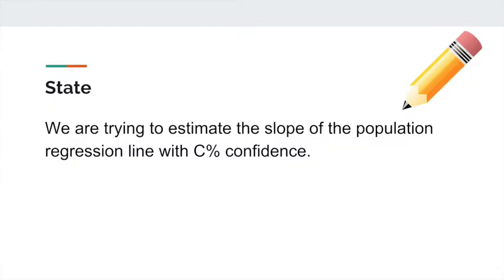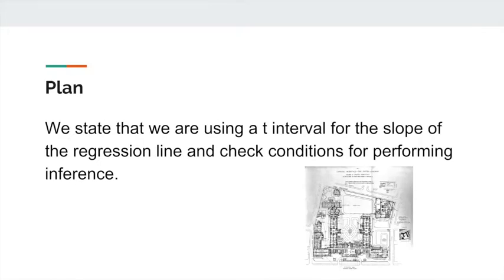For the state step, we state that we are trying to estimate the slope of the population regression line with C% confidence, where they give you the value of C. For the plan step, we state that we're using a t interval for the slope of the regression line and check conditions for performing inference.